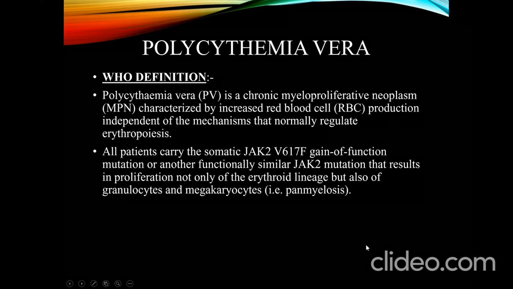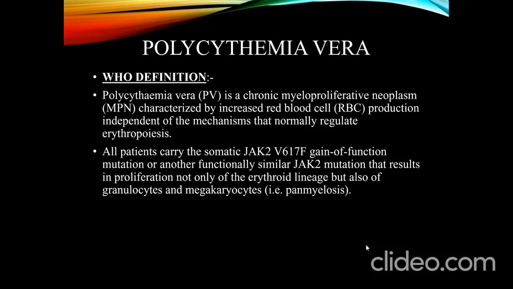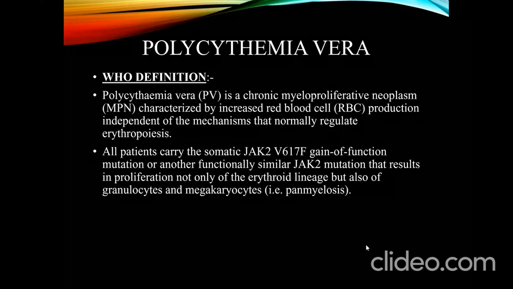So now let us discuss polycythemia vera. The WHO definition says that polycythemia vera is a chronic myeloproliferative neoplasm characterized by increased red blood cell production independent of the mechanisms that normally regulate erythropoiesis. All patients carry the somatic JAK2 V617F gain of function mutation or another functionally similar JAK2 mutation that results in proliferation not only of the erythroid lineage but also of granulocytes and megakaryocytes, that is, panmyelosis.